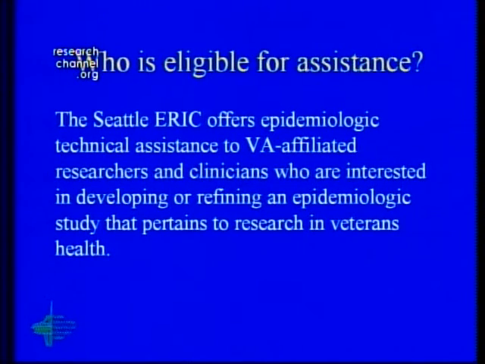Sometimes it's VA researchers, sometimes it's people affiliated with universities who are doing research on veterans' health. Does it matter if they have a research background? If it's a clinician, would that be acceptable? In fact, most of our services are most useful to clinicians who have maybe some background exposure to epidemiology during medical training, but haven't pursued a master's degree or have a master's in public health in epidemiology. So we're there certainly to provide background information and get them started, especially if they have an idea that's of interest to veterans' health and they want to expand that into a full study.